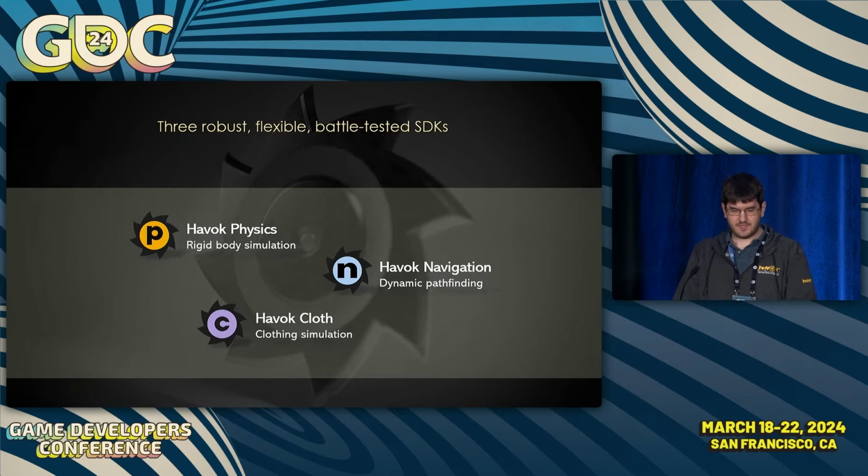We have the Havok Physics product, which is a rigid body simulation SDK. We have Havok Navigation, which is all about dynamic pathfinding. And then we have a cloth solution, which is about character cloth, environmental cloth. And so we have 3 very different SDKs. And the challenge for us was essentially how do we bring each and every one of those into the Unreal Engine ecosystem.